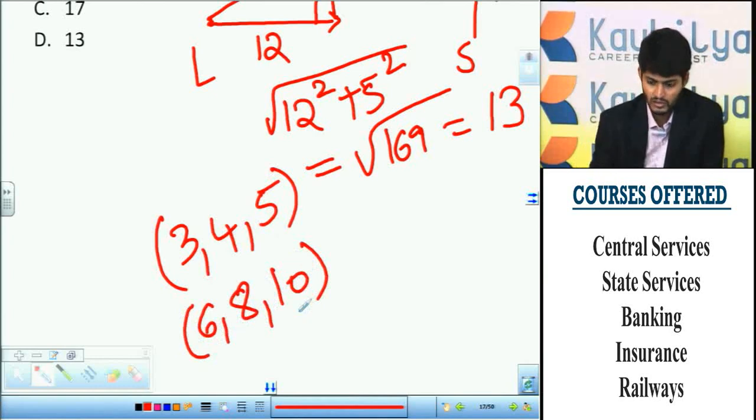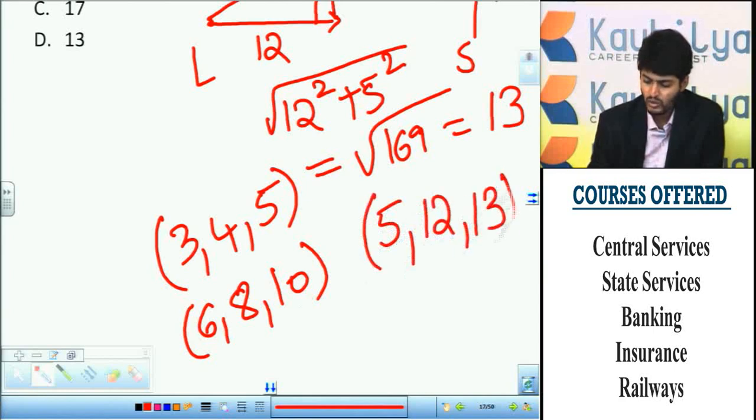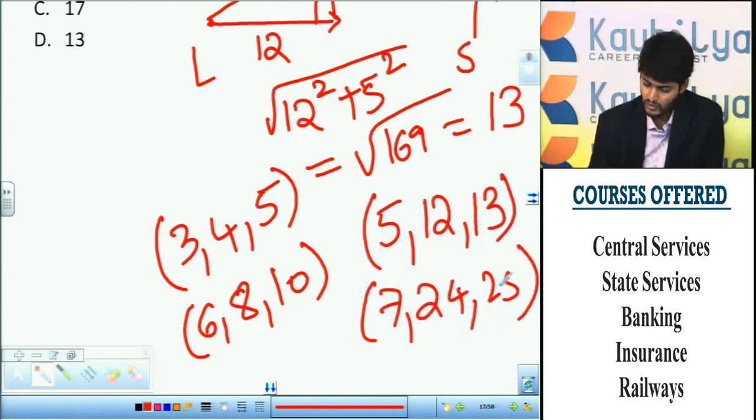One more Pythagoras triplet that you have seen is 5, 12 and 13. This is not related to these two, and you also have 7, 24 and 25 and many more. So if you can remember some of these Pythagoras triplets, you can do these direction problems by observation in case you want to save some time.